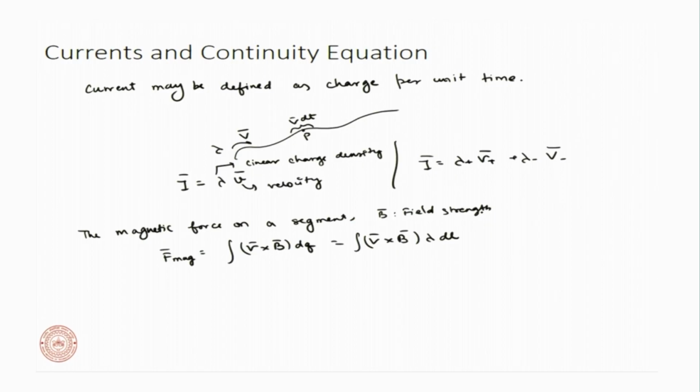Now, if we take this lambda and we multiply it inside with this, we can find out that the force is equal to I vector cross with B vector times dl. Okay. Our magnetic force is therefore the current cross product with the magnetic field strength integrated over the segment of our conductor. That is how you find out the magnetic force.